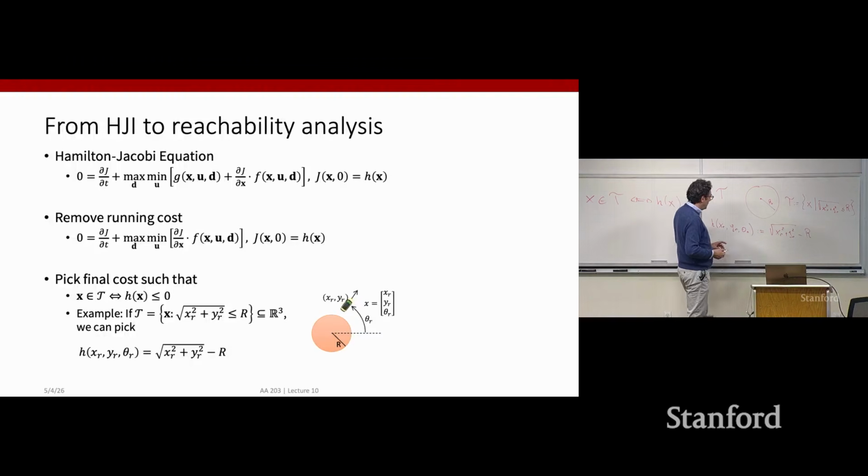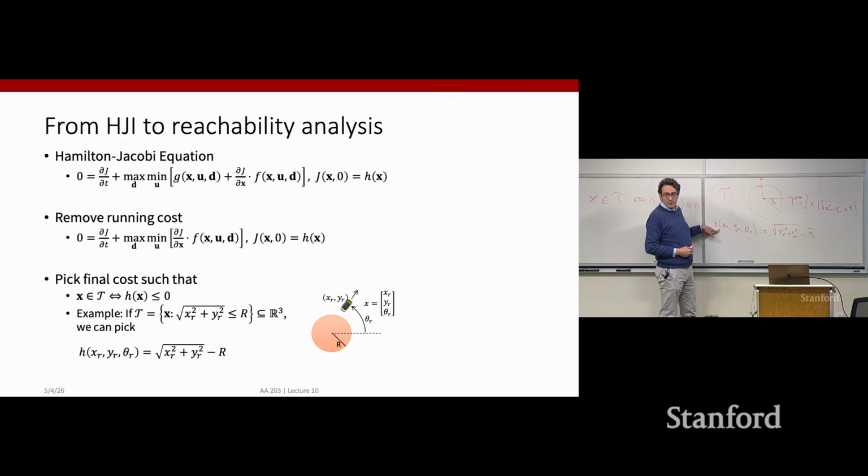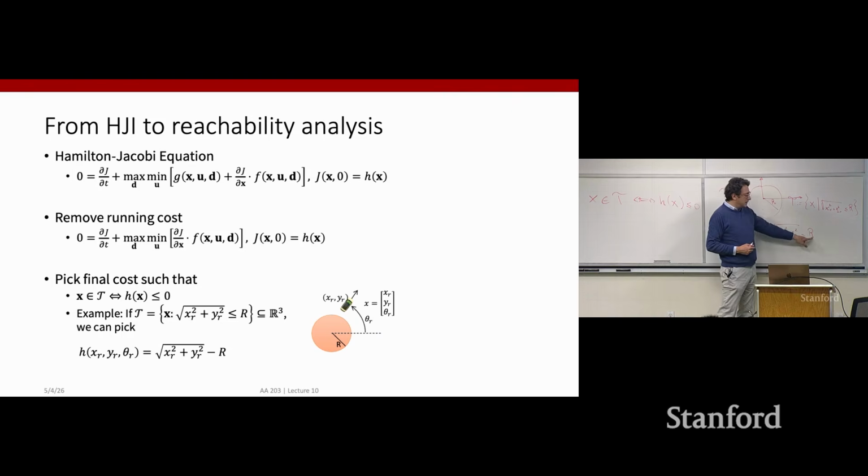So if your unicycle, whose state space is three-dimensional, x, y, position, and heading, has x, y coordinates such that h is negative, where is the unicycle? We assume that we have a reference frame like this one. If the function h is less than or equal to 0, where is it? Inside the circle. Inside the circle, exactly. Because it means that the distance is less than r.